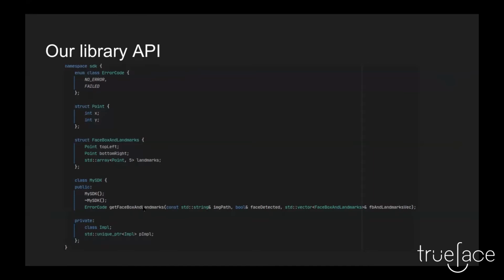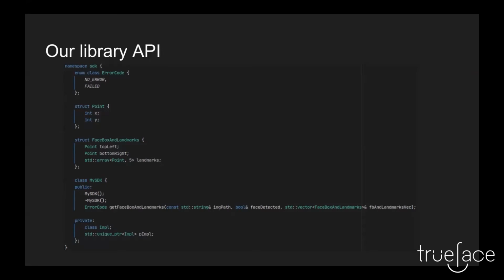Our class API function is basically going to take an image path, and then it's going to take two other variables by reference, a Boolean, and a vector of this struct, which we've defined up here. It's basically going to detect all the faces in that image and then return a list of the facebox and landmarks. I'm actually not going to show what the implementation of our API function looks like just for the sake of time. If you're interested, you can look at the code on the GitHub repository. It's all there. But basically, we perform machine learning inference using some open source models to detect all the faces.